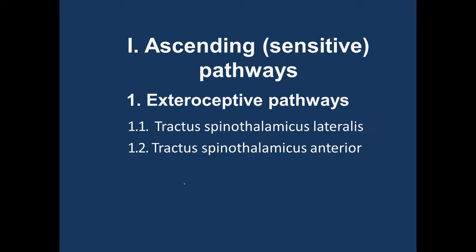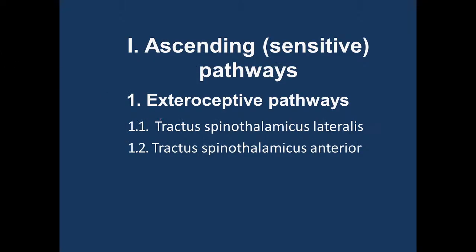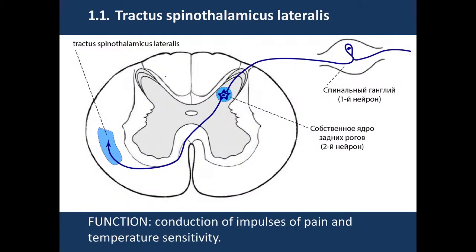Take a look at the ascending sensitive pathways here. There are two exteroceptive pathways. We call them tractus spinothalamicus lateralis and anterior. Here is the tractus spinothalamicus lateralis. That is a Latin term. Please see, it is located here and starts from the proprius nucleus in the posterior horns. It conducts impulses of pain and temperature sensitivity.